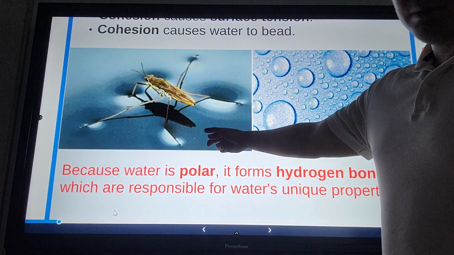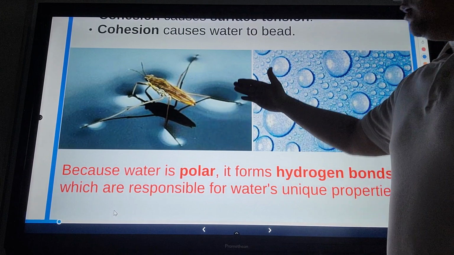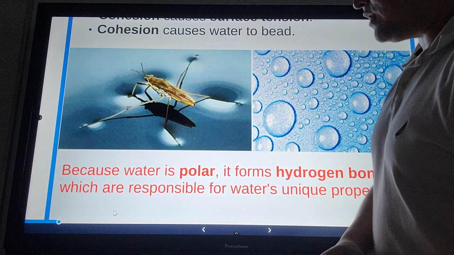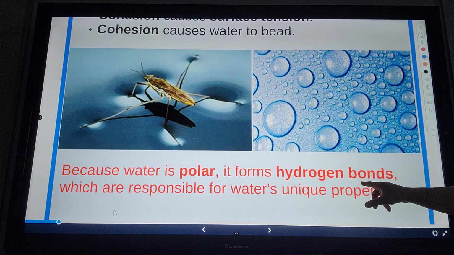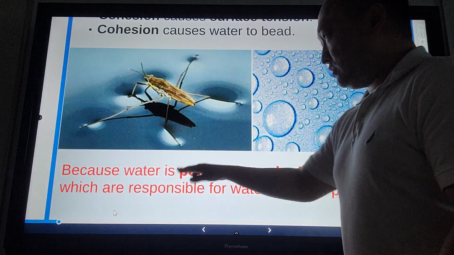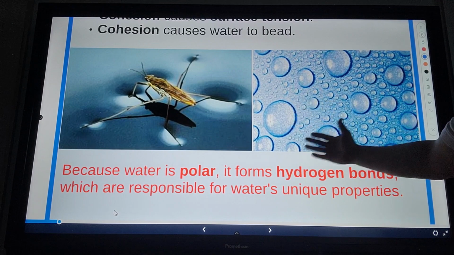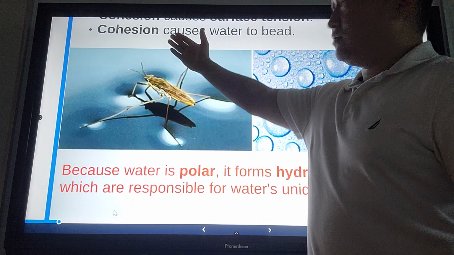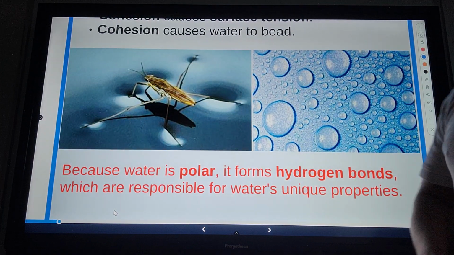So here is an example of a water strider or an insect walking on the surface of water. Again, that is due to cohesion. Cohesion leads to surface tension. And because water is polar and it forms hydrogen bonds, that leads to cohesion. And so this is really the root of all of these unique properties. Over here to the right, you can see water beading, and that phenomenon is also an example of the cohesion property of water, water attracting to water.